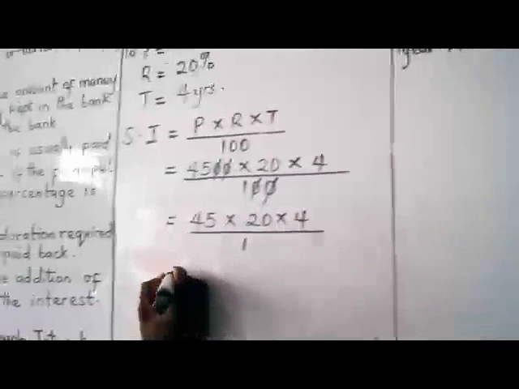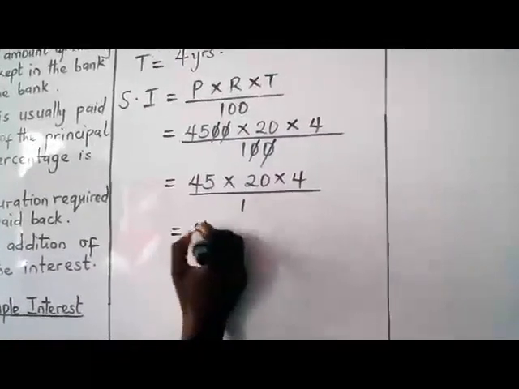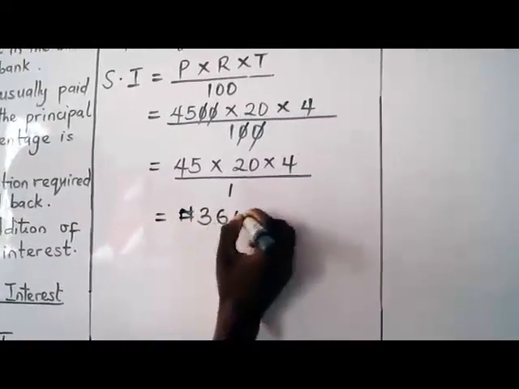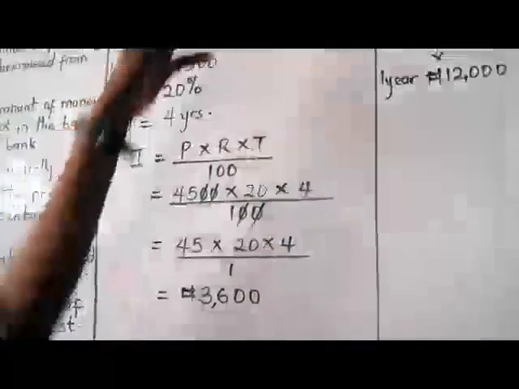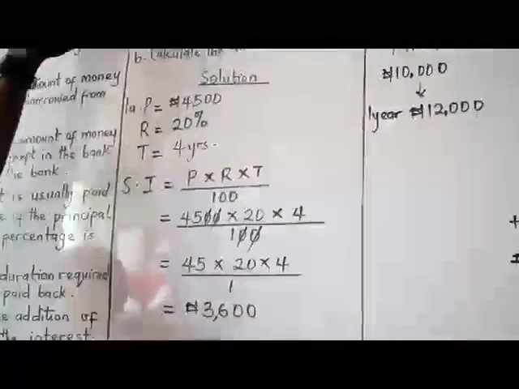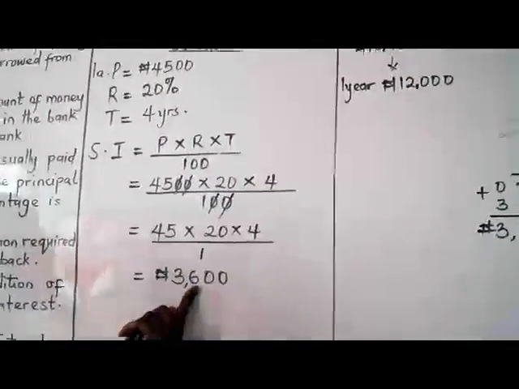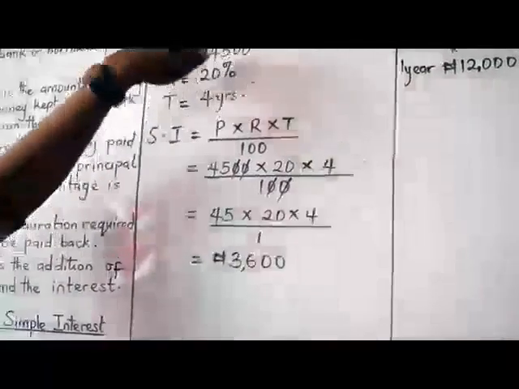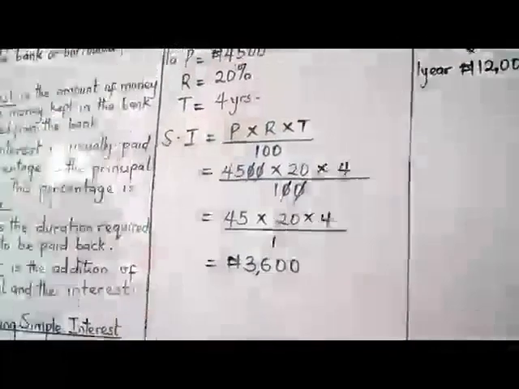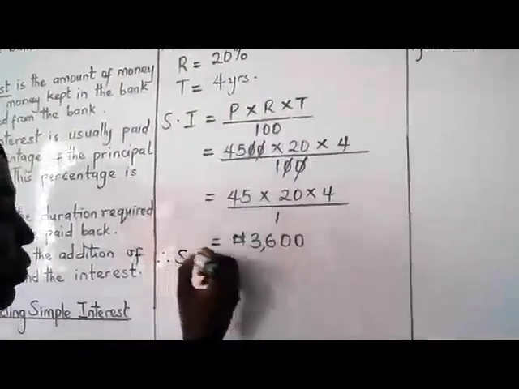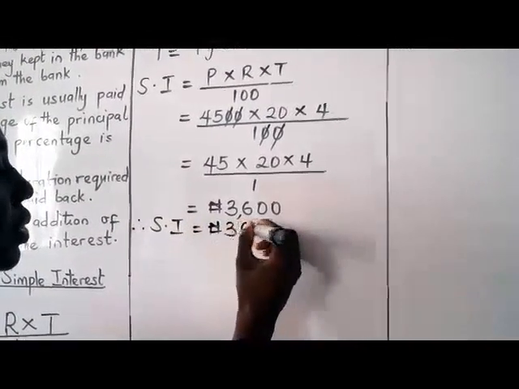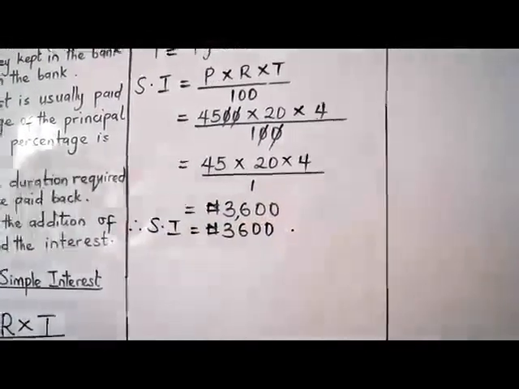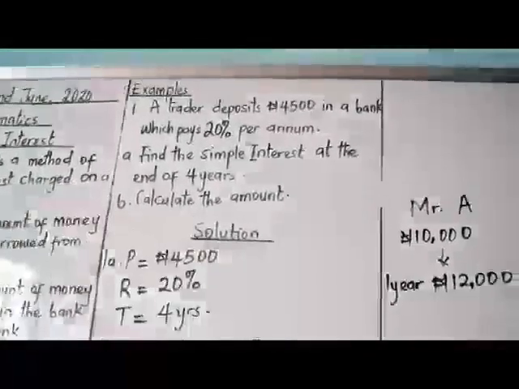So our answer here is what? 3,600 naira. So at the end of 4 years, this trader would have earned 3,600 interest on 4,500. Therefore, our simple interest is 3,600. So that solves part A of the question. Now we move to our part B.